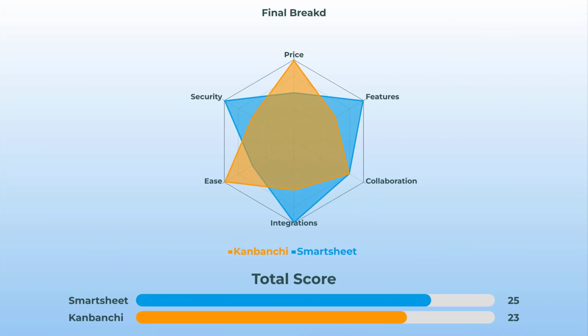So if we map these categories on a radar chart, you'll see Smartsheet spikes on features, integrations, and security, while Kanbanchi shines at price and ease of use. Collaboration, they're both pretty balanced.